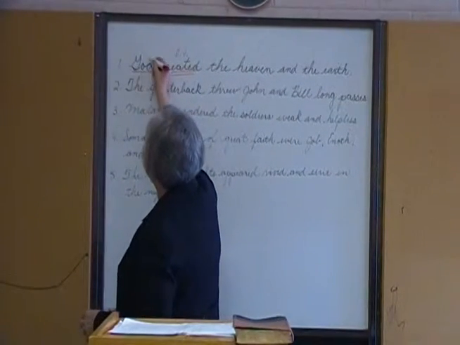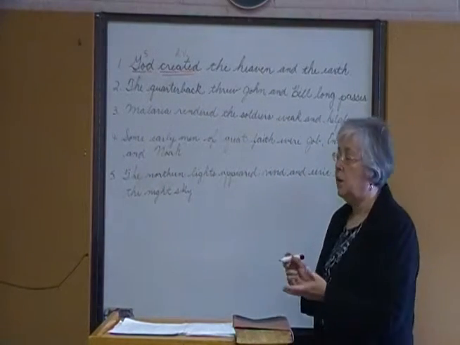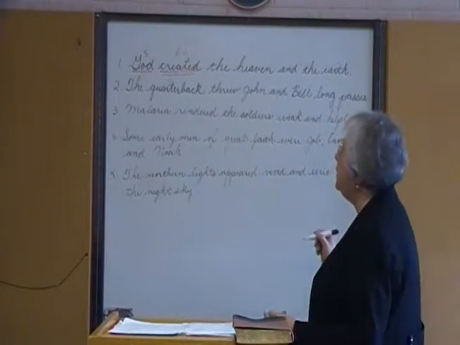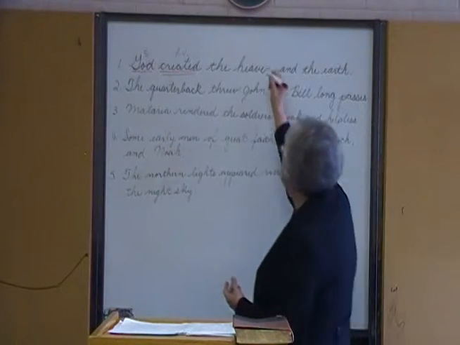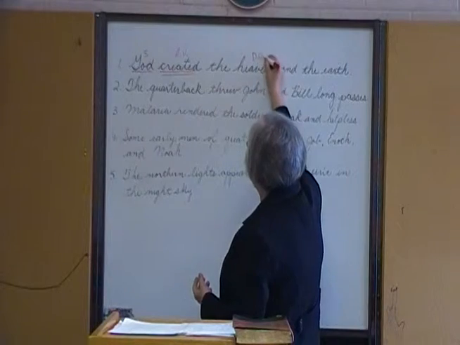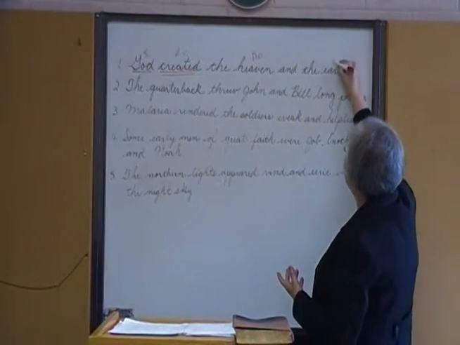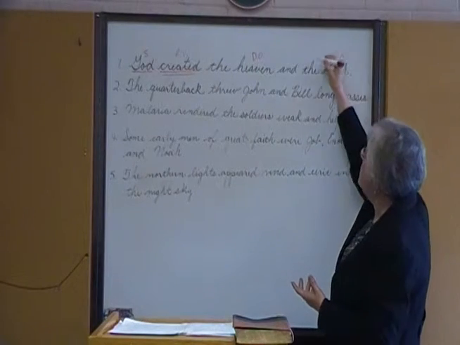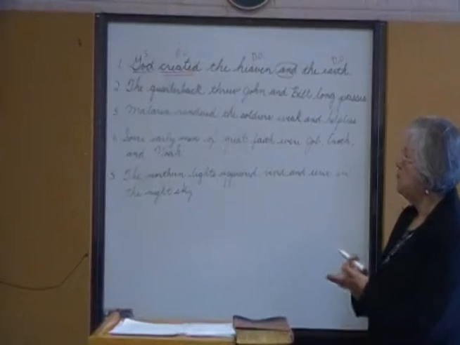God is the subject. All right? God created. We know it's an action verb, so we need to ask whom or what. God created whom or what? Heaven and earth. It's answering the question whom or what, therefore it's direct objects. And we have a compound direct object joined by the conjunction and.